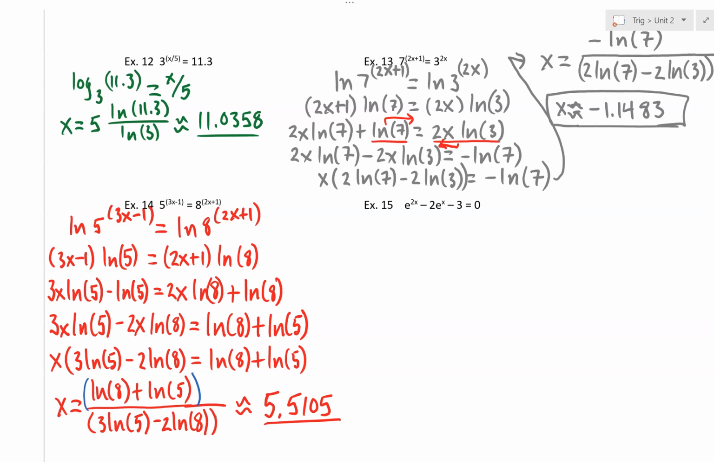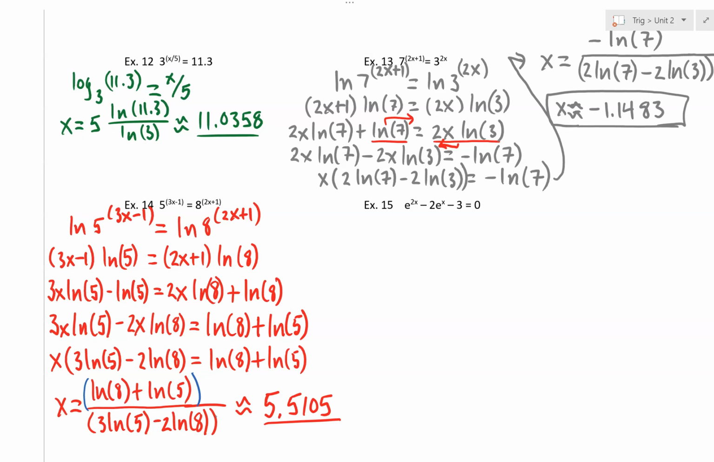Keep in mind, this was the same process. Take the natural log of both sides, move your exponents to the front, distribute, then move your x terms to one side, your number terms to the other, and then factor out your x, divide both sides, get your answer.